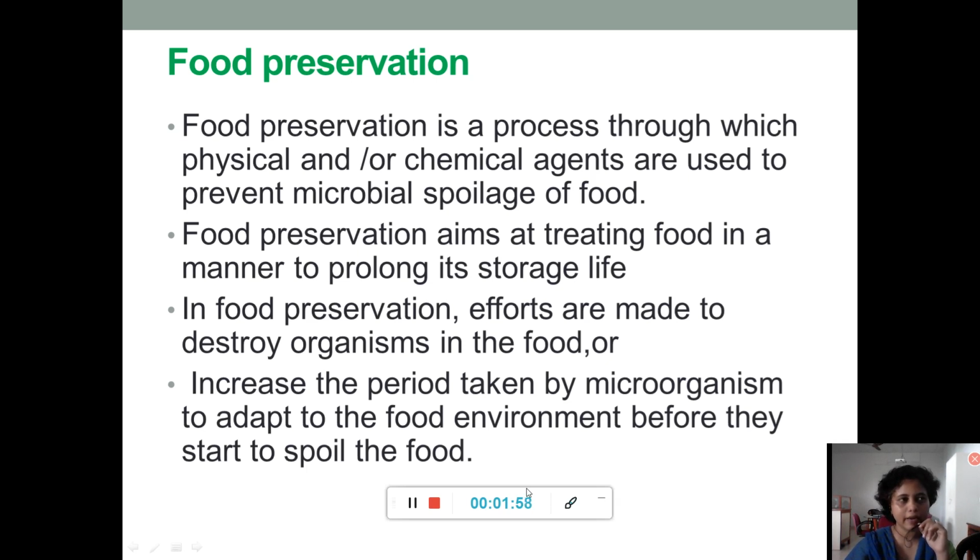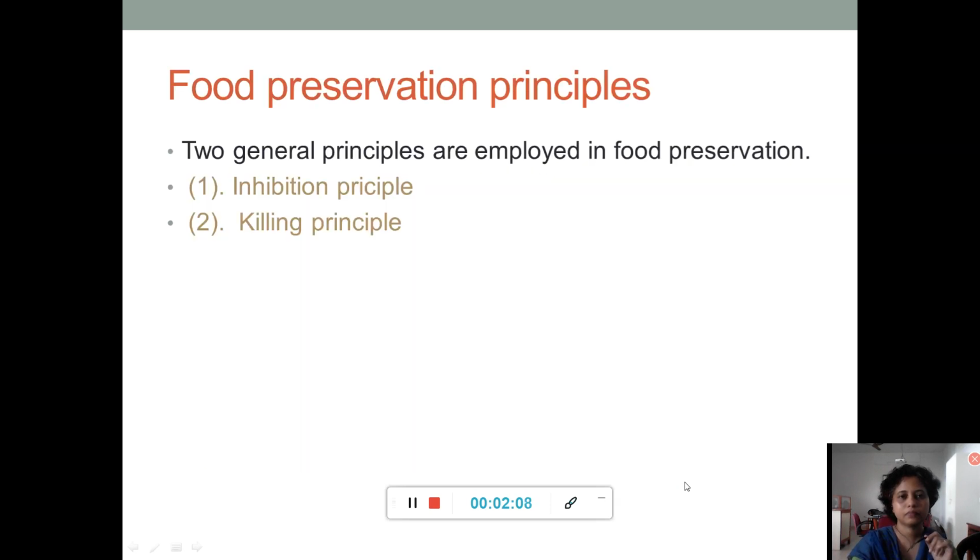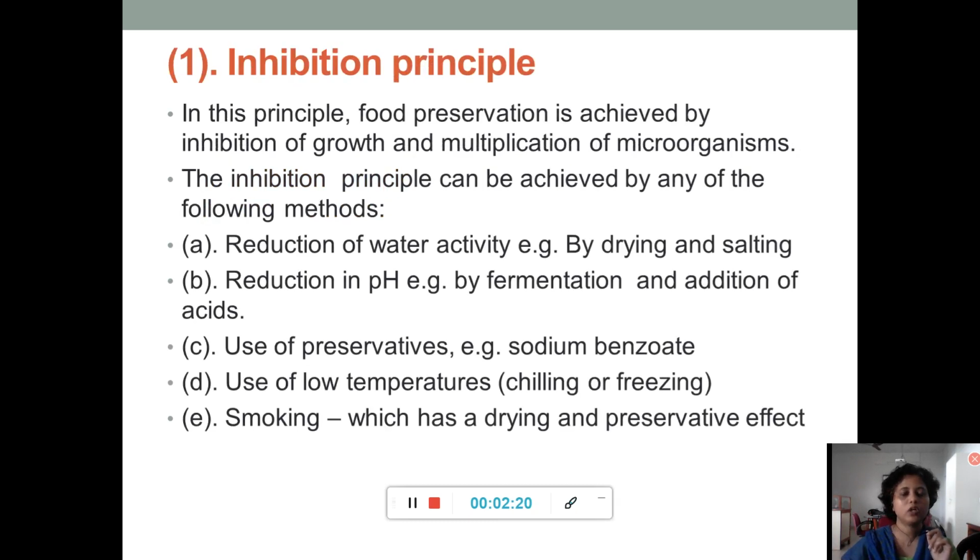Then of course, when we cook food, we should take measures that will kill the microbes. So let's go into details of it. Two principles that we can adopt here are either the kill principle or the inhibition principle. So these are the two principles: either inhibit its growth or kill the microbe. Now coming to the details of the inhibition principle.